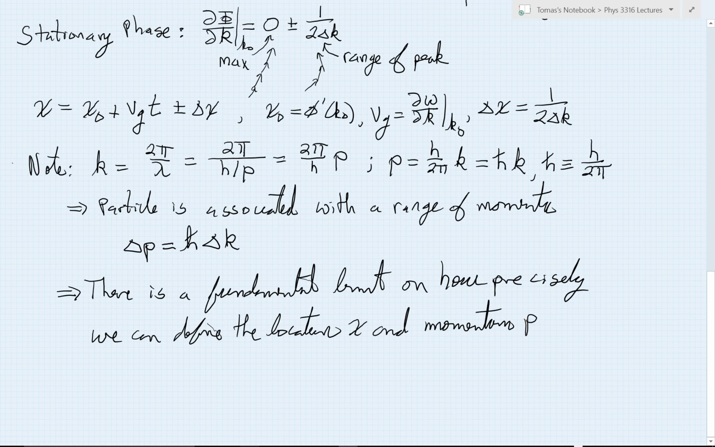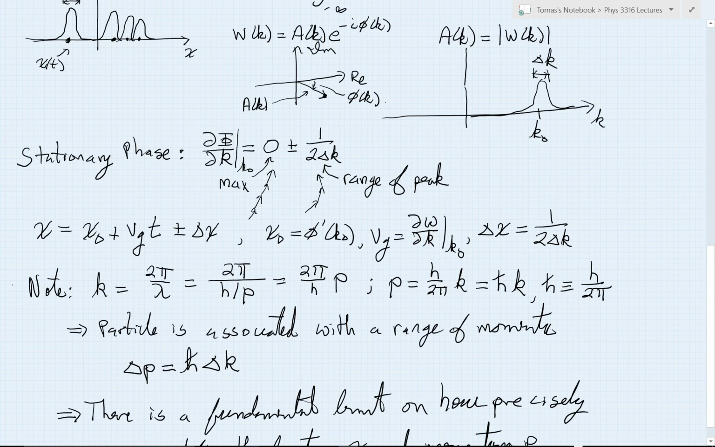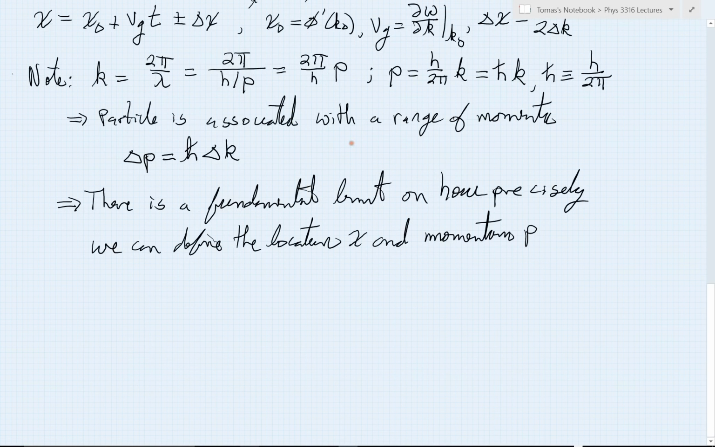And technically speaking, we are just talking about motion right now in one dimension, along the x direction. So just to be precise, the location x and the momentum p in that same direction. And that fundamental limit on how precisely we can define them is that this product, delta x times delta p, seems to be something that we can't quite make go to 0.